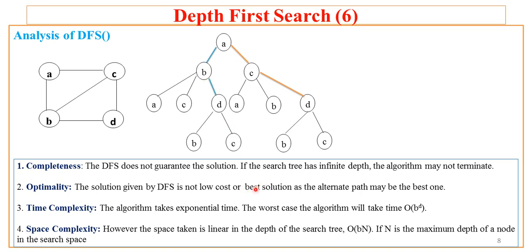So this way we see that there are certain pros and cons of this DFS. It is not complete, it doesn't give the optimal solution, and it also has a larger time complexity, but space complexity is linear because it has explored only this part of the state space. Only 3 or 4 nodes it has explored. Hope you understood this.